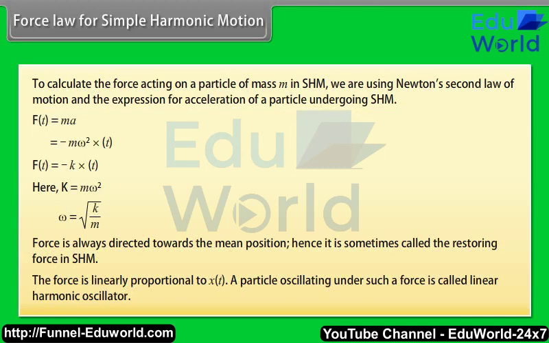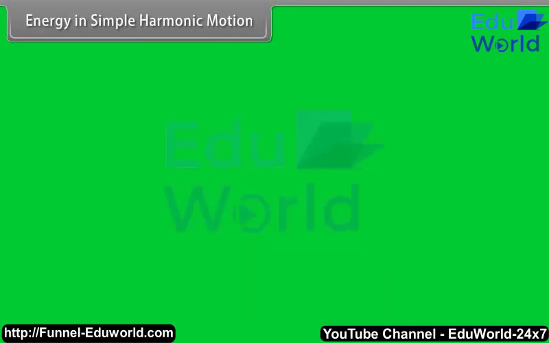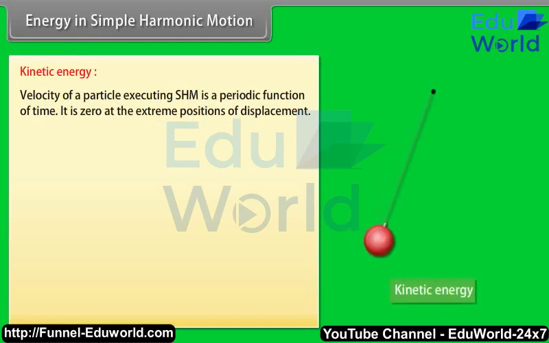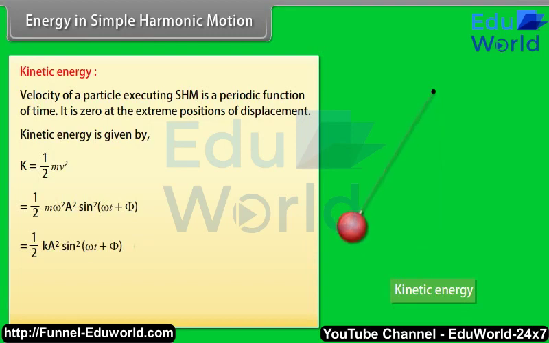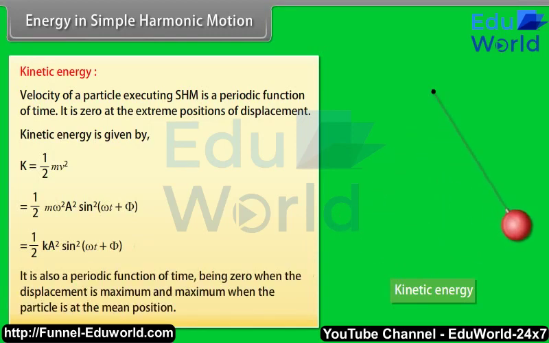Energy in simple harmonic motion. Kinetic energy. Velocity of a particle executing simple harmonic motion is a periodic function of time. It is zero at the extreme positions of displacement. Kinetic energy is given by K is equal to half m v square, which is equal to half m omega square A square sine square (omega t plus phi), which is equal to half k A square sine square (omega t plus phi). It is also a periodic function of time, being zero when the displacement is maximum and maximum when the particle is at the mean position.